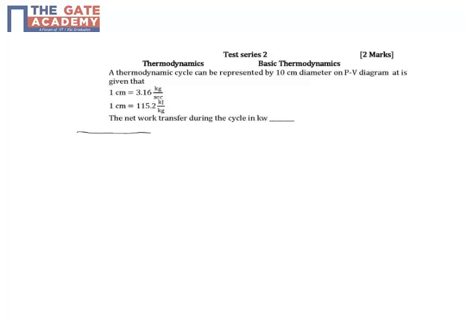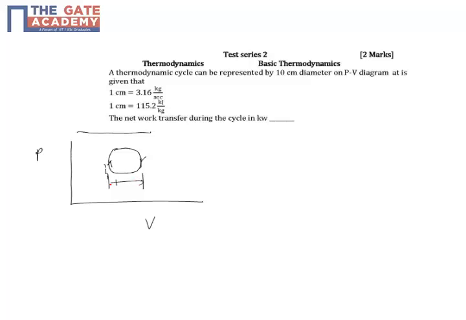Okay, so let's discuss a question from thermodynamics. You have a thermodynamic cycle which is represented in a PV diagram. So let's draw a PV diagram by a circle of 10 centimeter diameter. So this is a circle, okay, and the diameter is 10 centimeter.